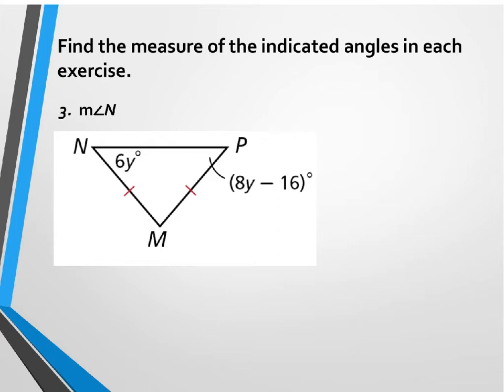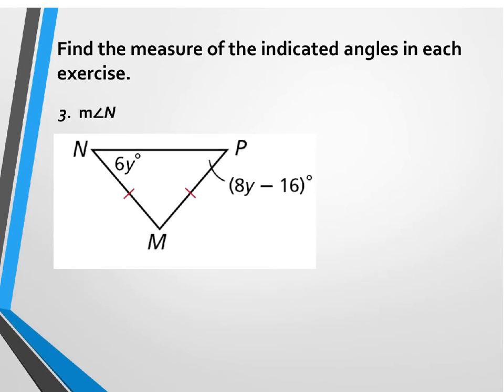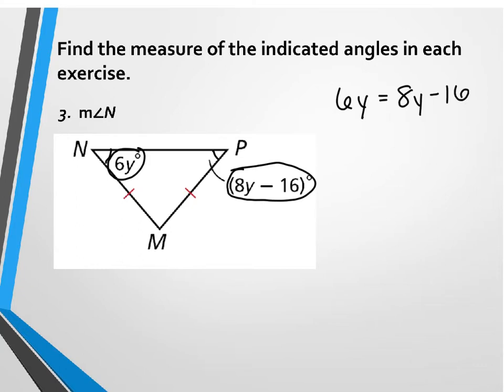So a lot like the last one, if we know this triangle is isosceles, then the base angles are congruent. So this angle is congruent to that one. So set these two things, the 6y and the 8y minus 16, equal to each other. So I'm going to set 6y equal to 8y minus 16. And then when I subtract 8y from both sides, I get a negative 2y is equal to negative 16.